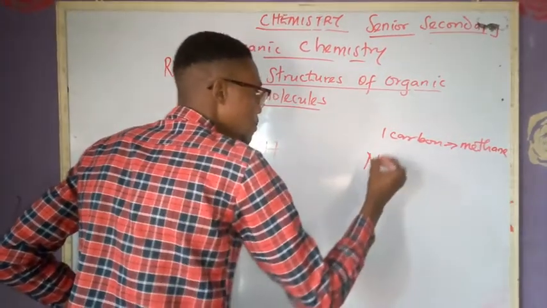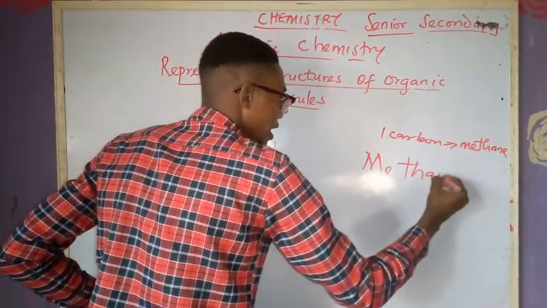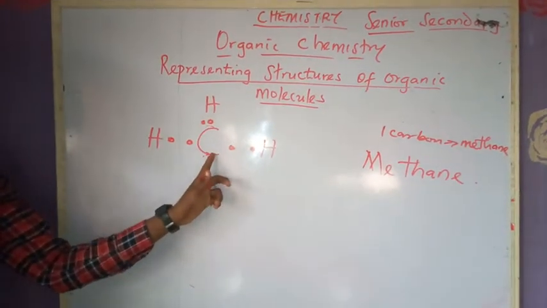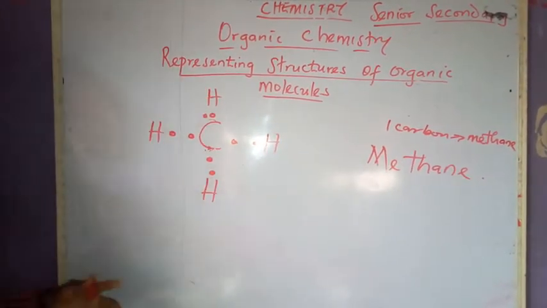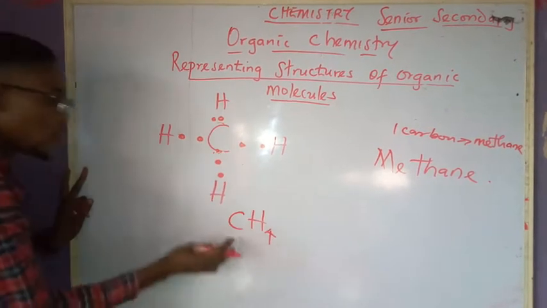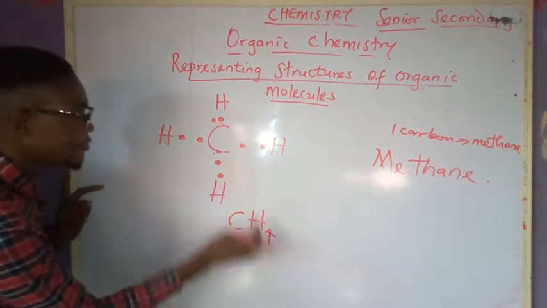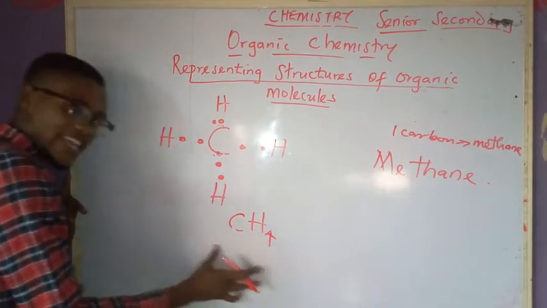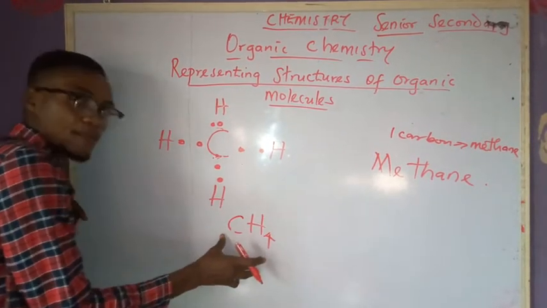Methane. That is methane. Carbon, 4 hydrogen. So if I want to write it structurally, I can write it as CH4. C, 1 carbon, hydrogen 4. That's CH4 for methane.